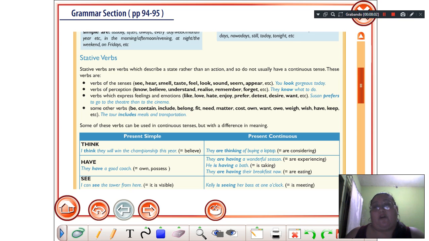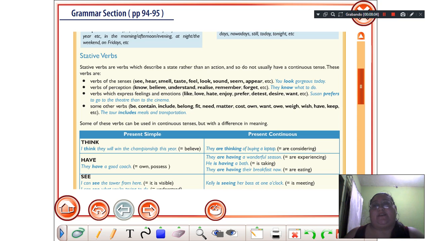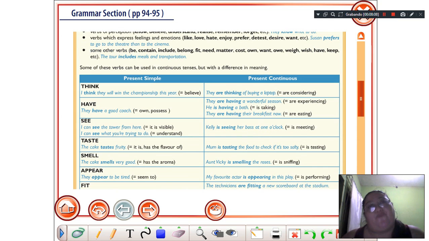And here we have a square that shows the different uses, how you can identify when to use the simple present and when to use the present continuous. Remember that here it is talking about stative verbs. For example, think. "I think they will win the championship this year" is a belief. But when it's considering something, with the same verb think: "They are thinking of buying a laptop." It is considering. This square gives you examples of how to understand when you use the normal verb and when you use it with -ing.